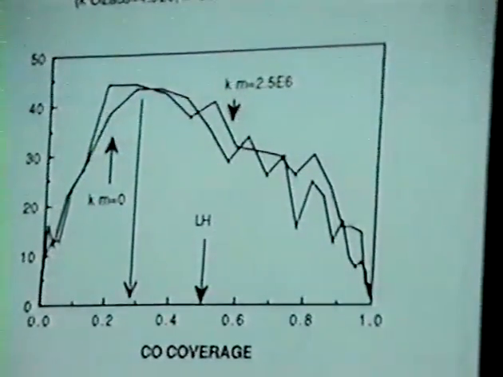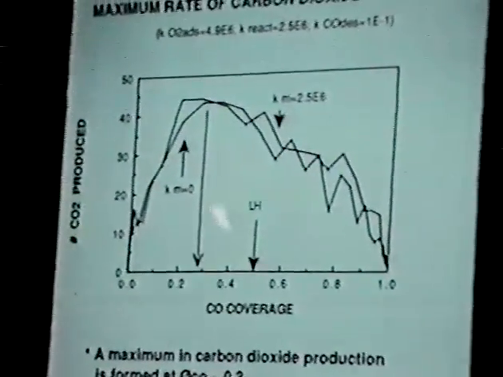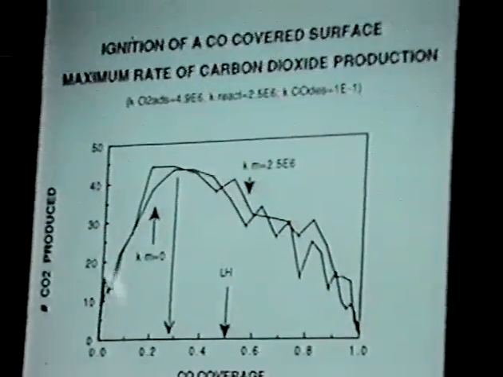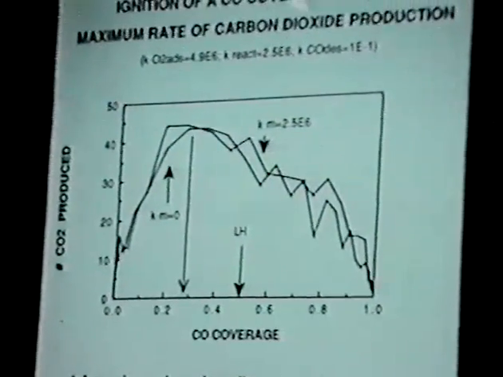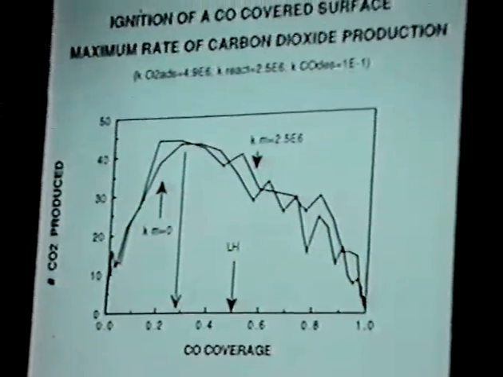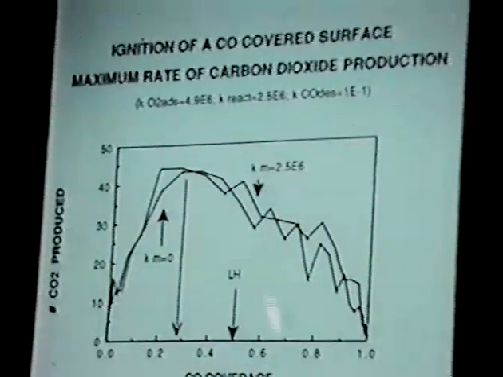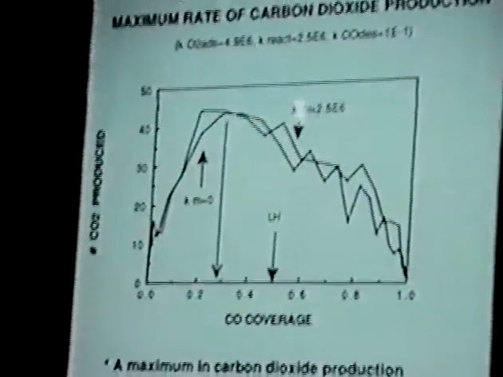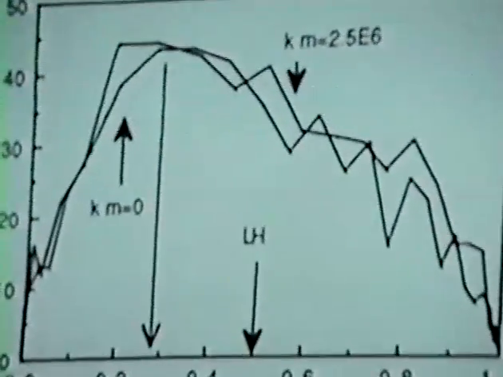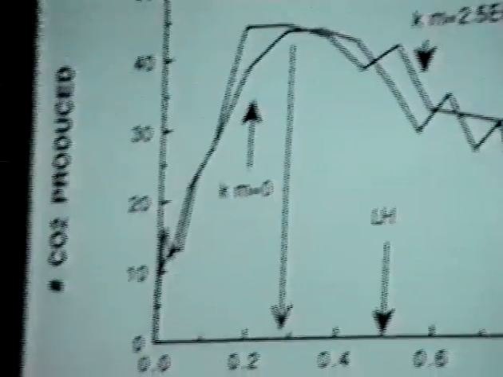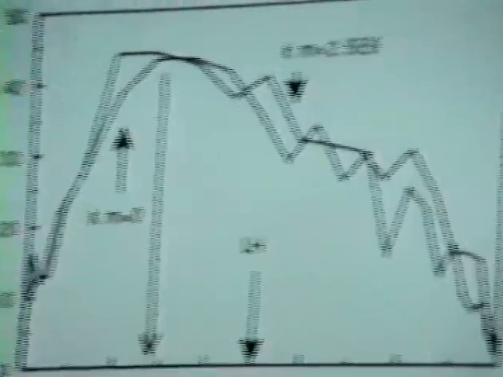Another effect of the formation of clusters is on the prediction. This is the number of CO2 molecules produced versus CO coverage. We're igniting a CO covered surface, and the prediction of the maximum for a Langmuir model will be at 0.5. What we see is that this appears a little earlier because of the formation of clusters again.